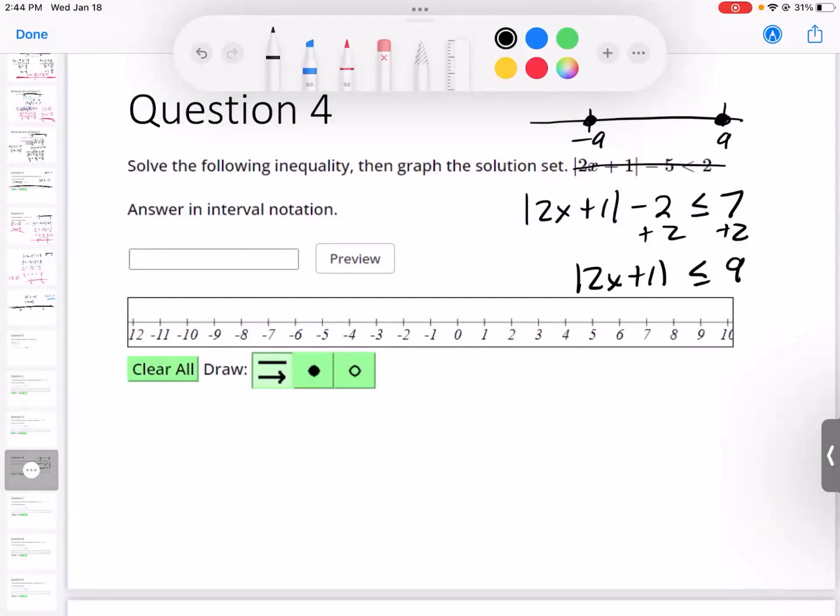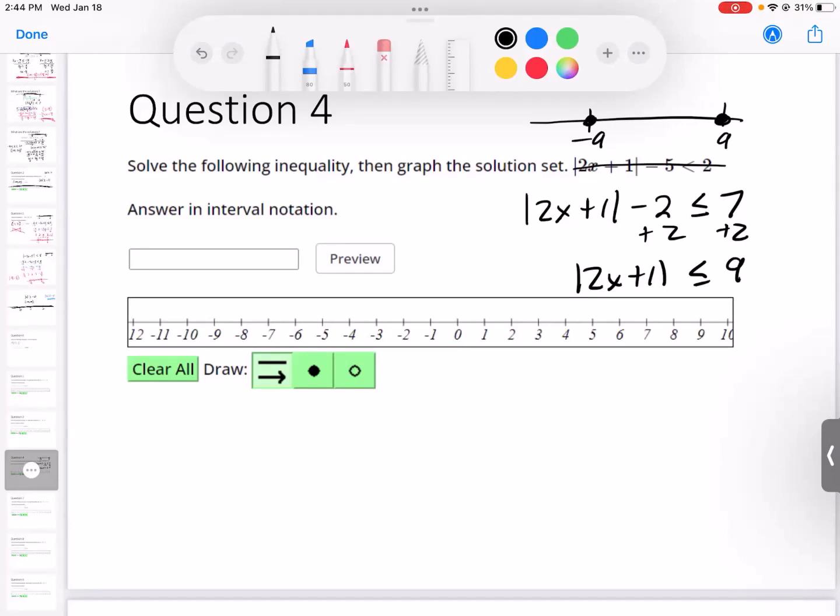So we know that 9 and -9 are the boundaries of this. Is this a between problem or an infinity one? Let's see. This one's actually a between one, because if you take the absolute value of, say, 1,000,000, 1,000,000 is not less than or equal to 9.